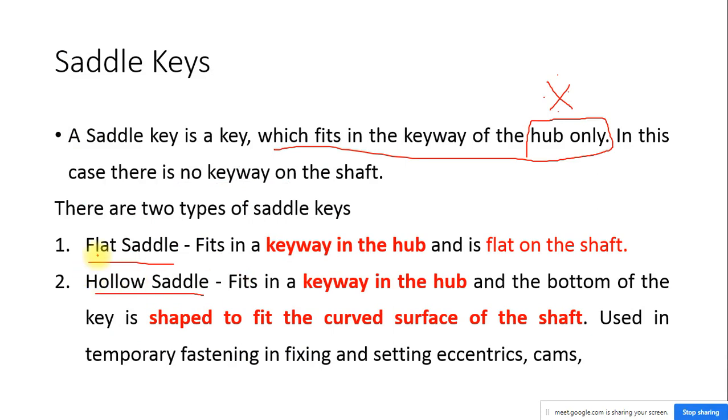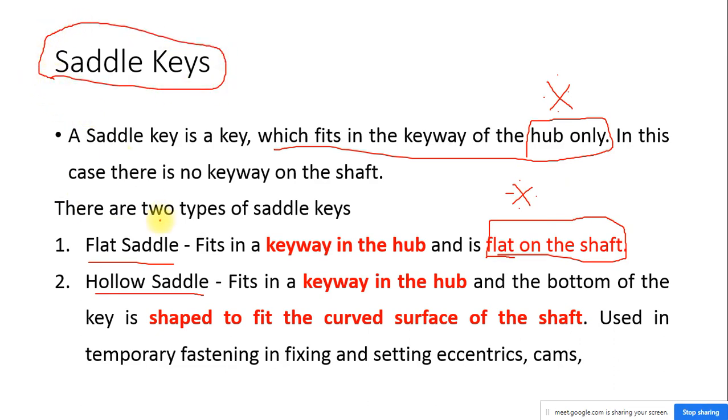Okay, flat saddle. What is a flat saddle? It fits in the keyway in the hub and it is flat on the shaft. So that is a very important difference. And if you want to add one more point, this saddle key is always used for very low power transmission. So both sunk keys and saddle keys are preferred wherever the power is to be transmitted in a very low manner. There are other keys where we may be using it for higher torque transmission. We'll be seeing it later in our class.